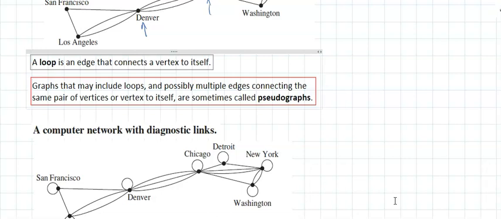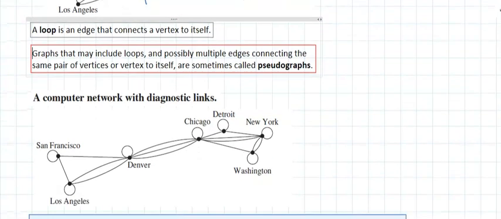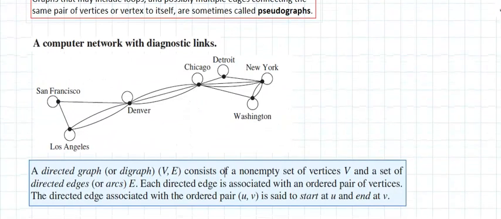Graphs that may include loops and possibly multiple edges connecting the same pair of vertices, or a vertex to itself, are sometimes called pseudographs. I could be mistaken. I was going to Google it, but I forgot. So here, something like that. Now you could loop back, you could go from one city to the next, and so on and so forth.